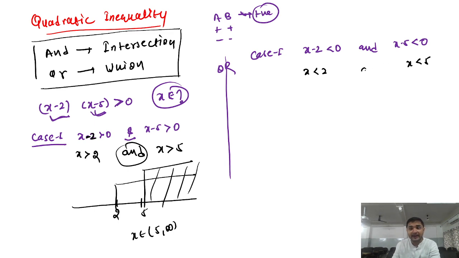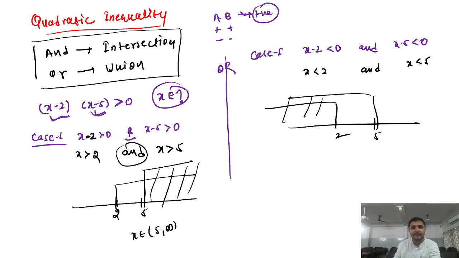Okay, now in case 2, x less than 2 and x less than 5. We need to take 'and' in between, meaning the common part of these two. On the number line, with 2 and 5, x less than 2 and x less than 5, what is the common part? That means x belongs to minus infinity to 2.